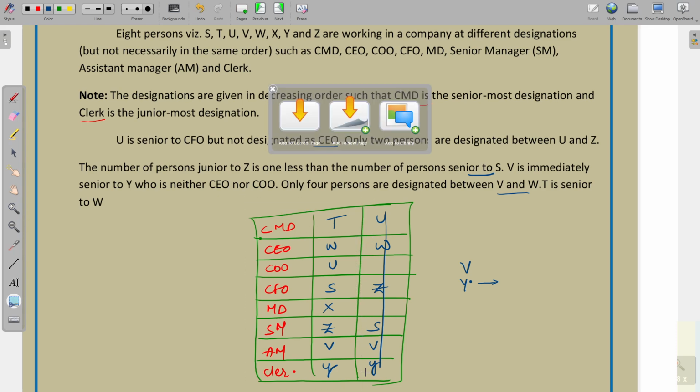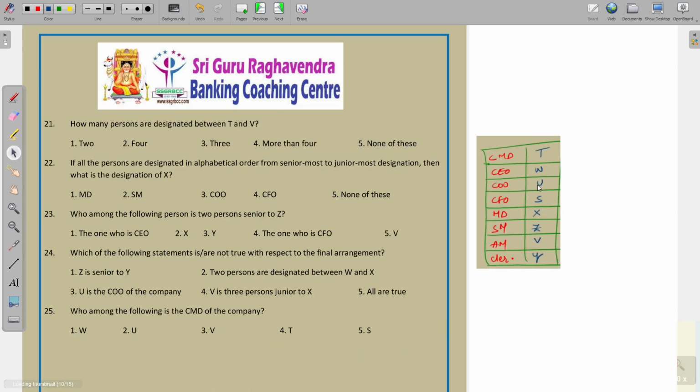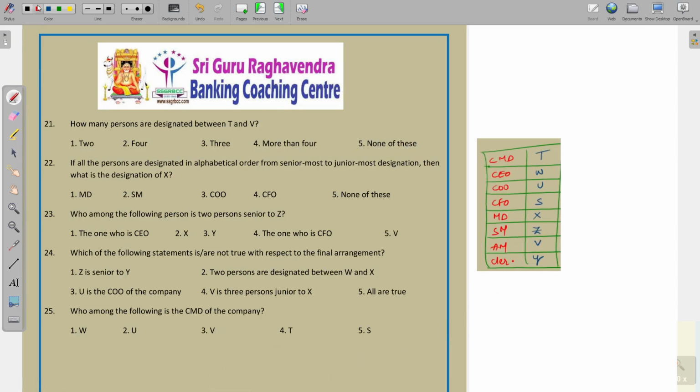So, let us move on to the questions. See the first question, question number 21. How many persons are designated between T and V? So, between T and V, 1, 2, 3, 4, 5 persons are there, more than 4.